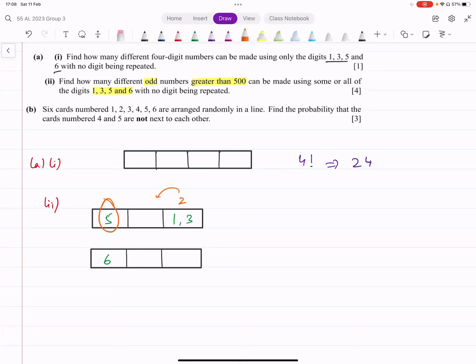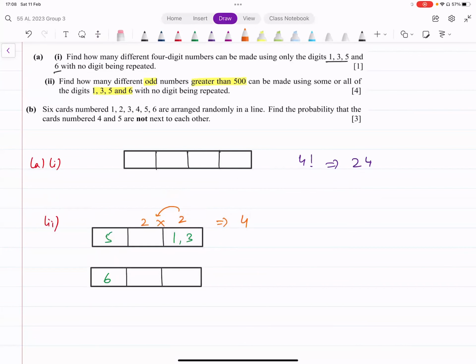आपने एक नंबर यहाँ पे यूज कर लिया, एक नंबर यहाँ पे यूज कर लिया, you have one number left, so you have two numbers left, two में से एक आपको यहाँ पे put करना है. So you've got two options for this box as well. You multiply both of them, and the total number of cases that you get from this is 4. So the first case is giving you 4 different possible numbers.